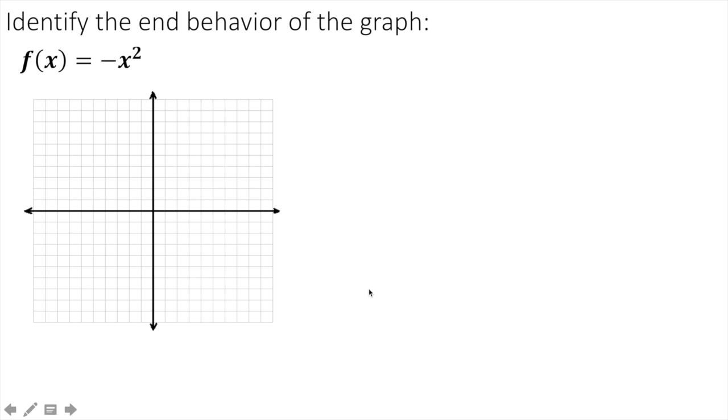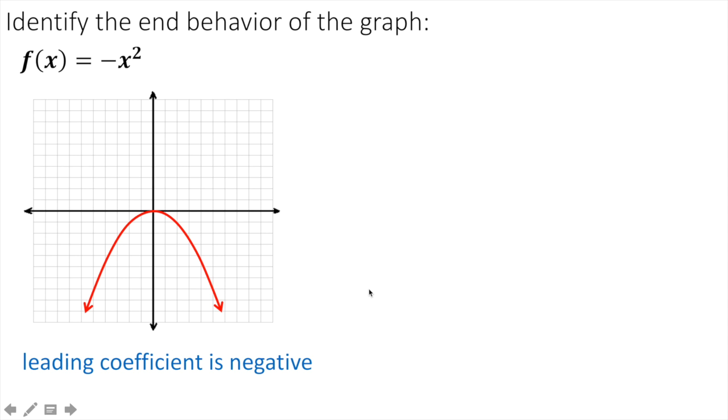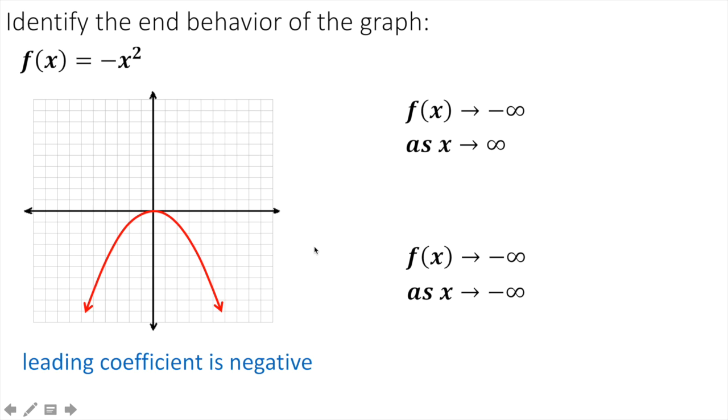So let's look at kind of the opposite here. On this one, my leading coefficient is negative. So this is what my graph is going to look like. So as, let's deal with our x's first. As x approaches infinity, as x gets larger, my y values, or my f of x, will get smaller. So f of x approaches negative infinity. Now let's look at as x gets smaller, or as x approaches negative infinity. As x gets smaller, my f of x gets smaller as well. F of x approaches negative infinity.